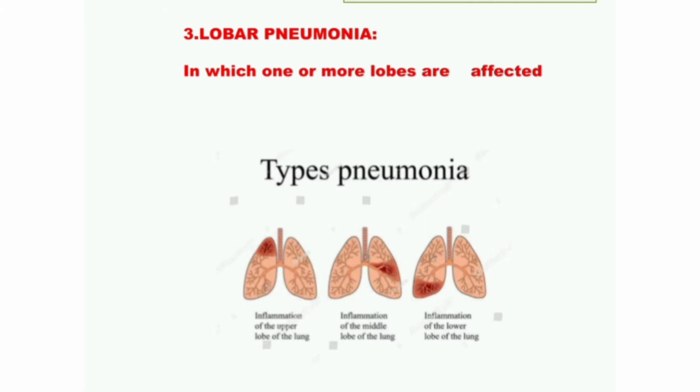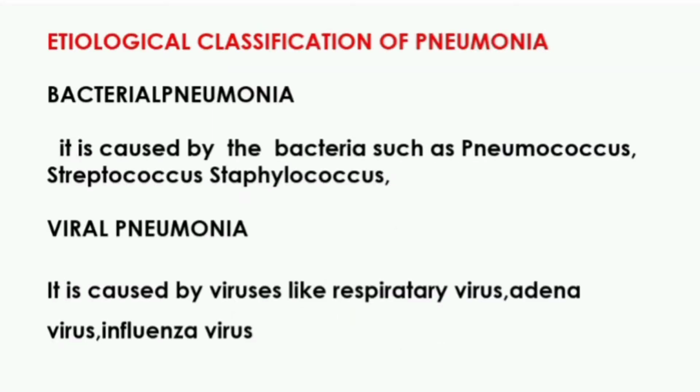After completion of the anatomical classification, we can move on to the etiological classification. In the etiological classification, we have bacterial pneumonia. This is the commonest pneumonia among children. Bacterial pneumonia is mainly due to bacteria such as pneumococci, streptococci and staphylococci. Let us see viral pneumonia. Viral pneumonia is mainly due to viruses like respiratory syncytial virus, adenovirus and influenza virus.